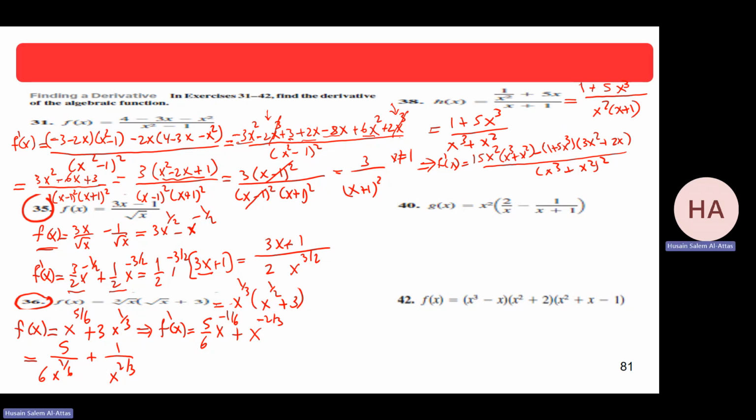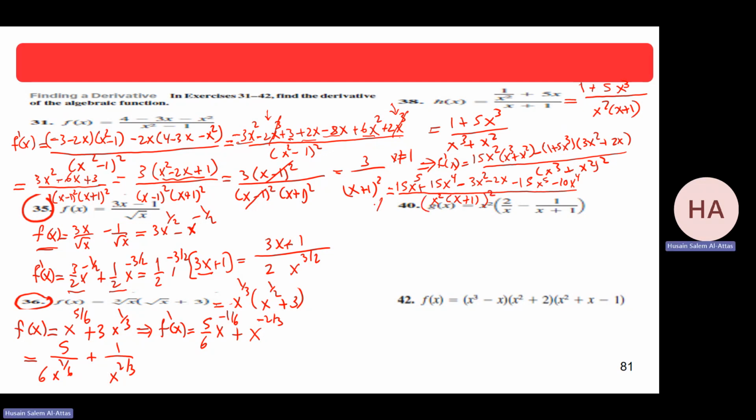Okay. Now this one equals what? Simplifying the numerator: 15x to the power 5 plus 15x to the power 4, minus 3x squared minus 2x, minus 15x to the power 5 minus 10x to the power 4, all over, I can write it as x squared times x plus 1, all squared.